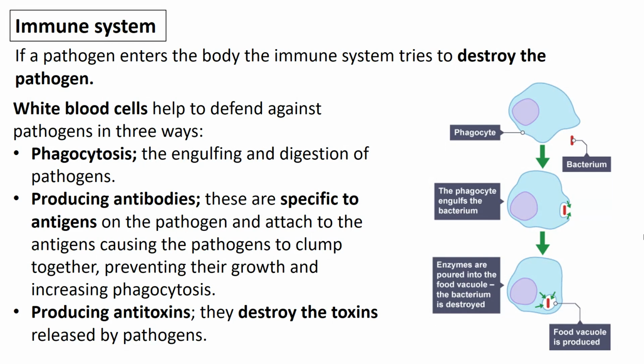Another way is that they produce antibodies, and they are specific to the outside proteins on a pathogen called an antigen. And these antibodies will stick onto the antigen and cause the pathogens to clump together. This prevents their growth and also increases the rate of phagocytosis. I'll go into a bit more detail about this on the next slide. And the third way white blood cells help to defend against pathogens is producing antitoxins. And these are basically chemicals that destroy the toxins that are released by pathogens. So remember, bacteria release toxins, and so white blood cells releasing antitoxins will stop those toxins from being so harmful.